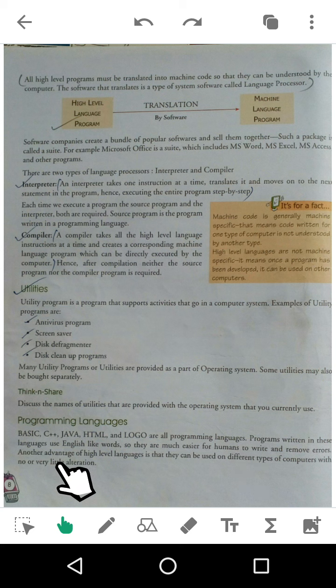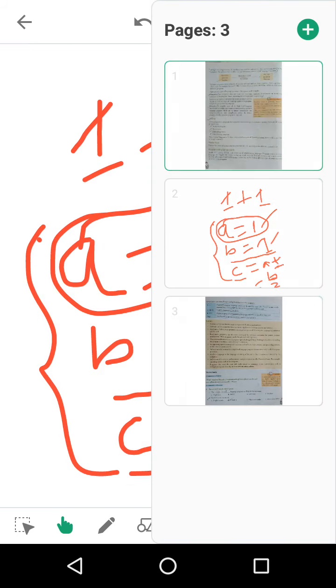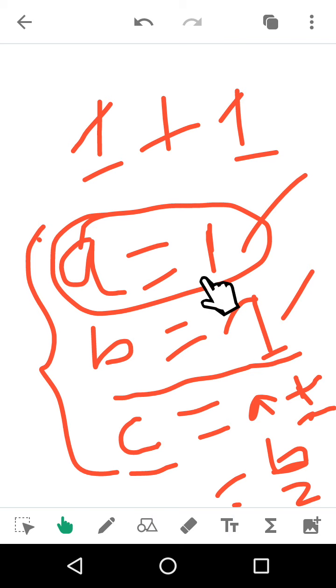Another advantage of high level language is that they can be used on different types of computer with very little alteration. See, I have written this program. This program I have written, it will work on your computer also, my computer also. So there is a compatibility factor. It is compatible to every computer.